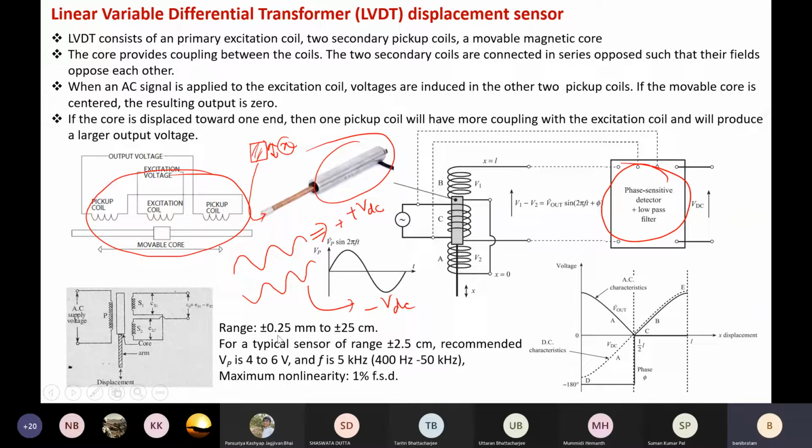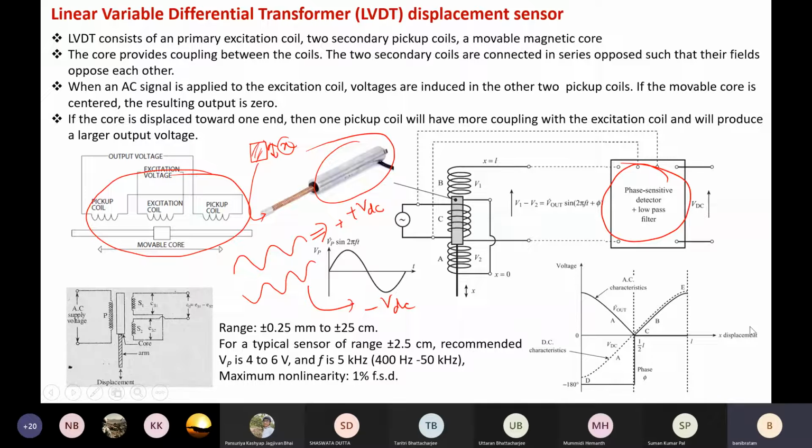And what is the LVDT range? Typically, it can measure plus minus 0.25 millimeter to plus minus 25 centimeter. For a typical sensor of range plus minus 2.5 centimeter, the recommended VP, which means the primary side excitation AC voltage that we apply, is normally 4 to 6 volt in amplitude, with a frequency of around 5 kilohertz, and the maximum nonlinearity is expressed as plus minus 1% of full scale, right?